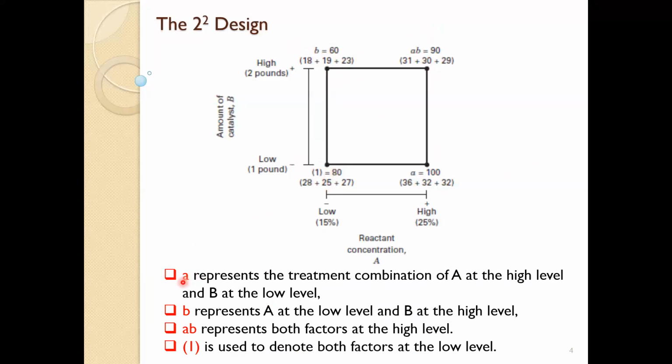That means lowercase a represents the treatment combination of high A, low B. Lowercase b represents low A, high B. ab represents high A, high B. And 1 represents low A, low B.